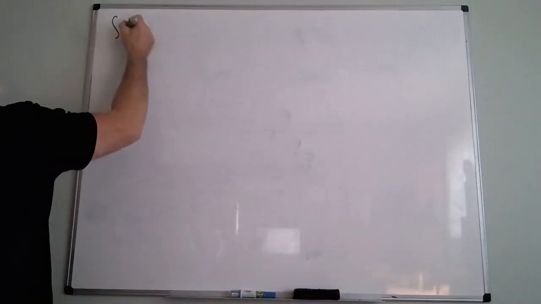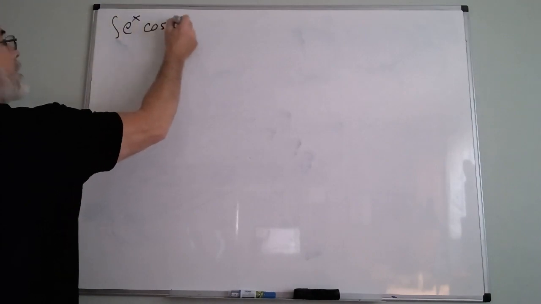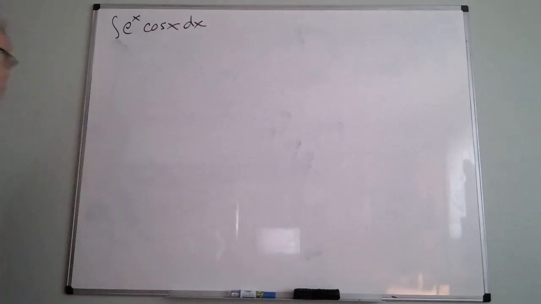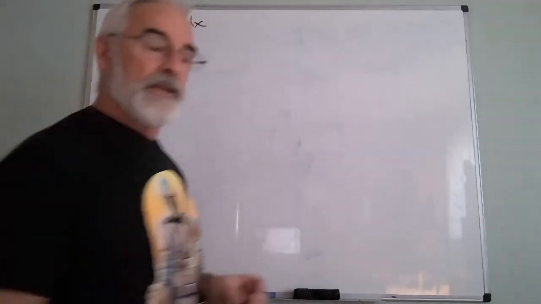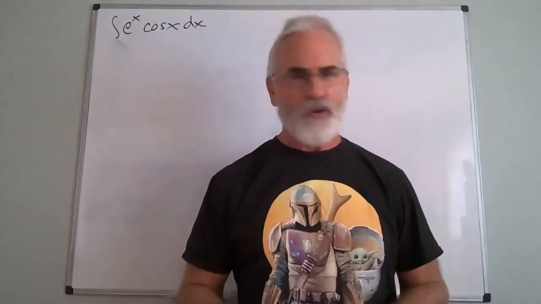I want to integrate e to the x times the cosine of x. Now, both of these are transcendental functions. Now, I've used that word already several times today, and everyone else, in a normal class situation, all the people in the front are going, oh, okay, sure, yeah. I have no idea what that means. I'm not going to ask, I'm too embarrassed.